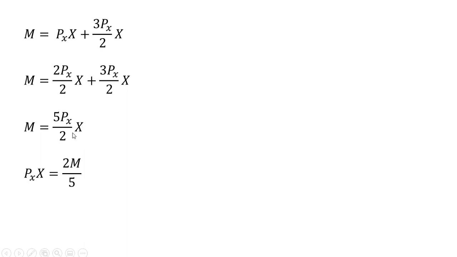Now multiplying through by 2 divided by 5, or 2/5, we get this result, and then dividing through by the price of good X, we have the demand for good X. This is a consumer's demand for good X.